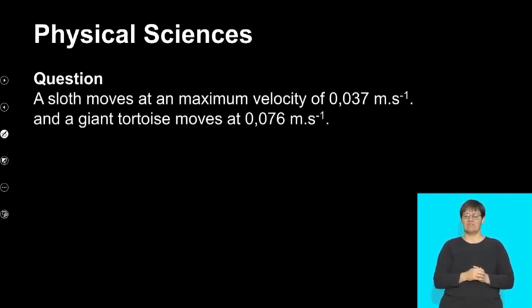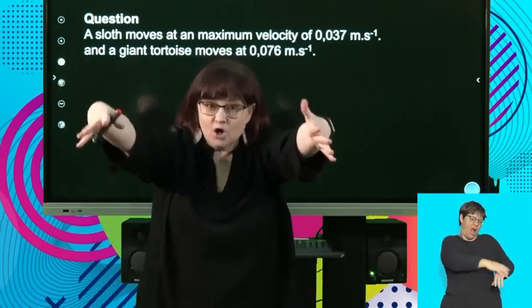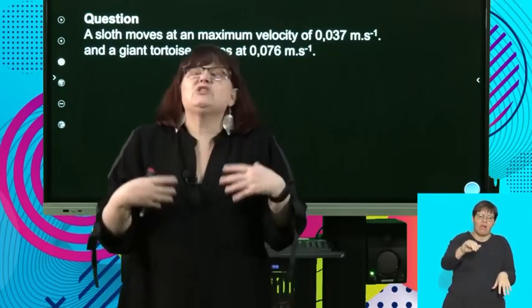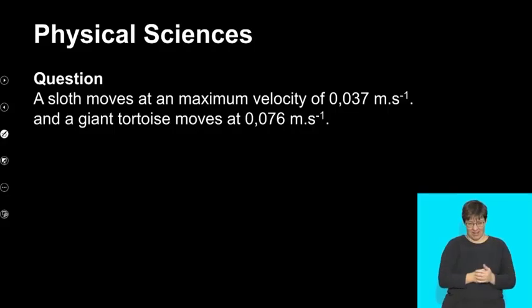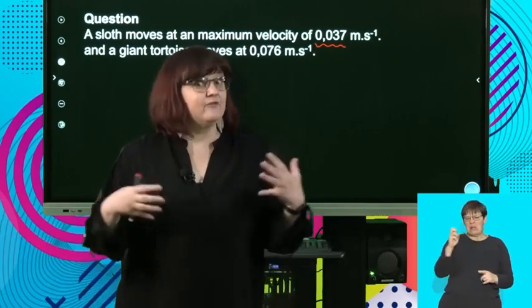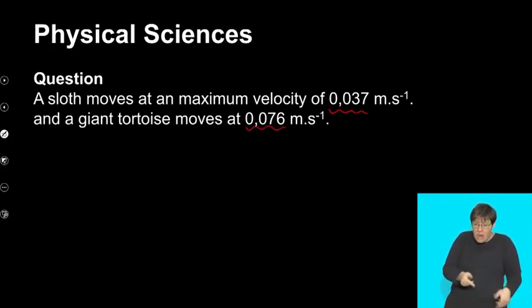Question. A sloth is an animal from Australia, and it moves very slowly. They have very long arms, and their babies are just too cute for words, but they move very slowly. It can get to a maximum velocity of 0.037 meters per second. A giant tortoise, those big tortoises that can live hundreds of years, can move at 0.076, so it's actually faster than a sloth. So that's the information we're given.